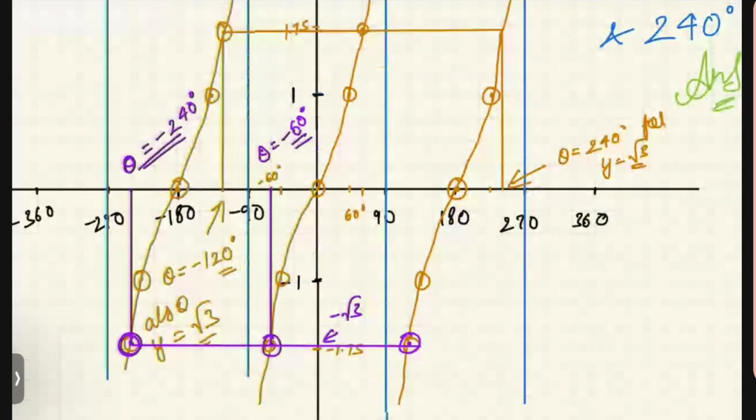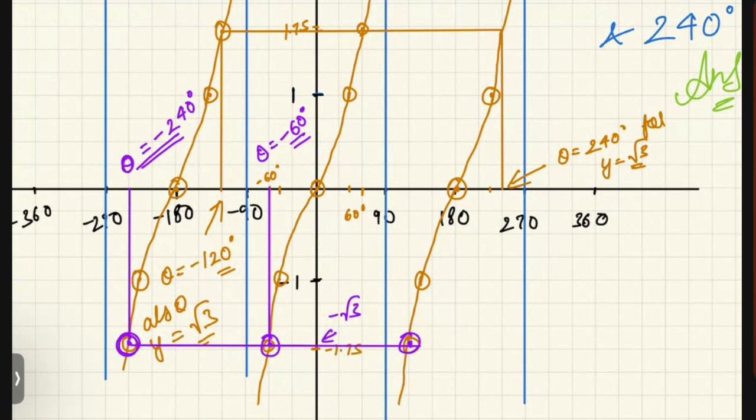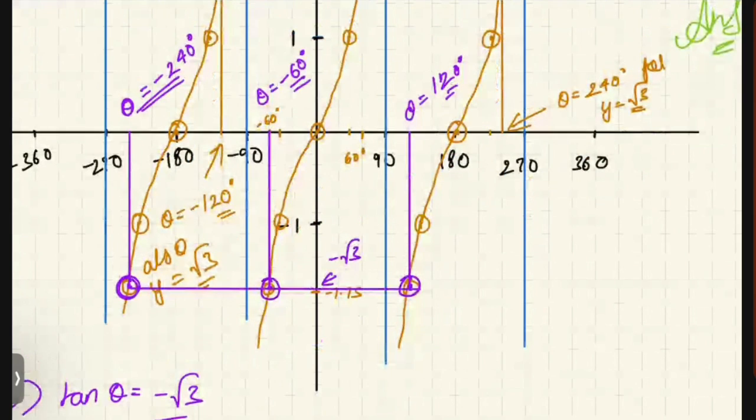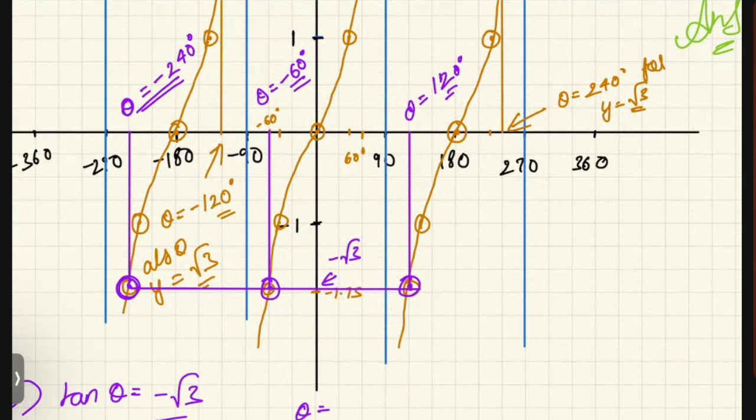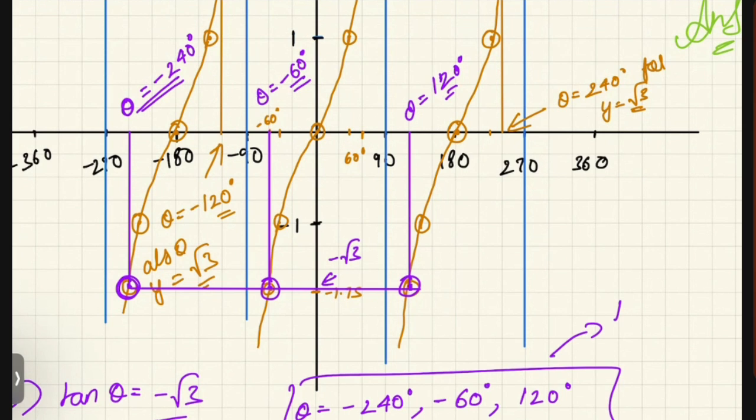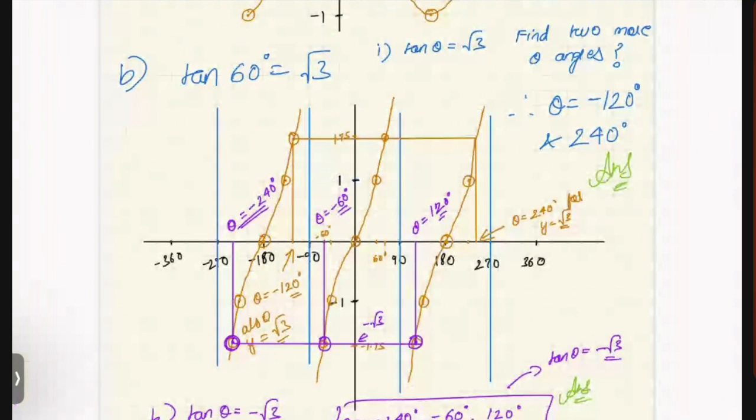Correct. So you come here, this is your point, right? We have dropped a perpendicular from minus root 3 on the curve. It meets the curve, and from this point we drop a perpendicular on the theta axis. So this is my theta equals 120 degrees. So we got three values: theta is minus 240 degrees, minus 60 degrees, 120 degrees. These all will give you tan theta as minus root 3.